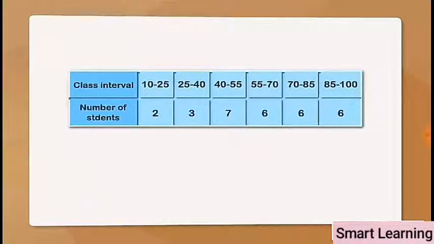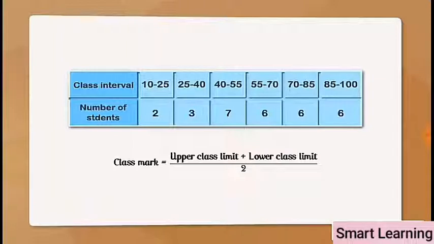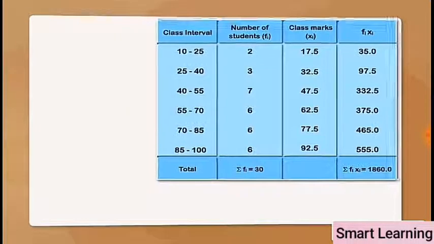Now, for each class interval, we require a point which would serve as the representative of the whole class. It is assumed that the frequency of each class interval is centered around its midpoint, also called the class mark. We find the midpoint of a class or its class mark by finding the average of its upper and lower limits, that is, class mark is equal to the sum of upper class limit and lower class limit upon 2. For the class 10 to 25, the class mark is 10 plus 25 upon 2, that is 17.5. Similarly, we find the class marks of the remaining class intervals. And we have this table.